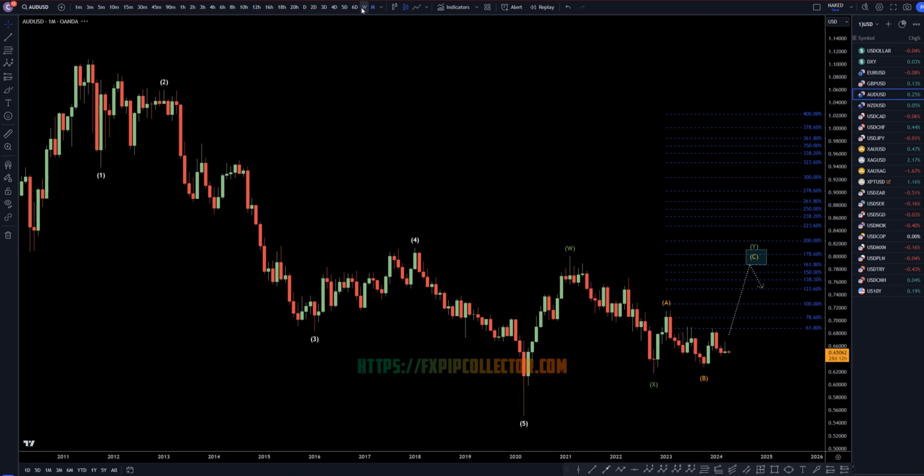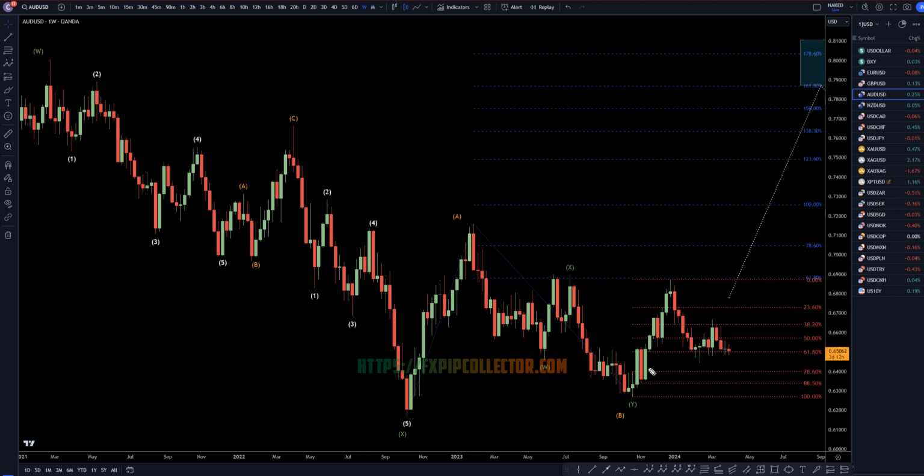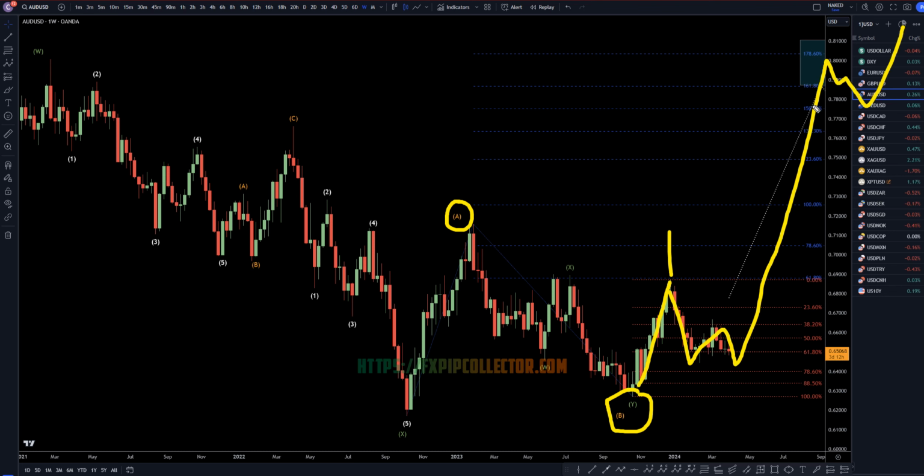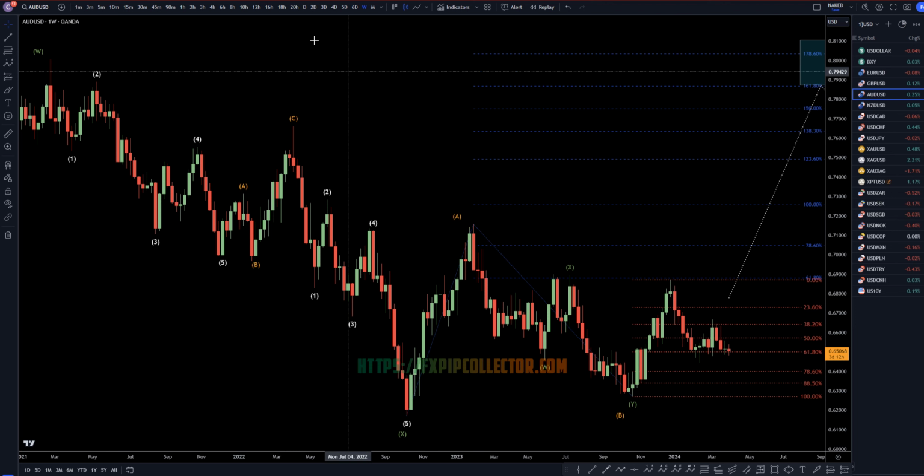So taking it down to the weekly time frame. On the weekly time frame, I still think this is the A of Y, this is a B of Y, and this right here would be a wave 1 of the wave C of Y. This right here would probably be a wave 2 of Y, and eventually it's going to go up and finish off this pattern, making a 1, 2, 3, 4, and 5 of wave C, which is a C of Y.